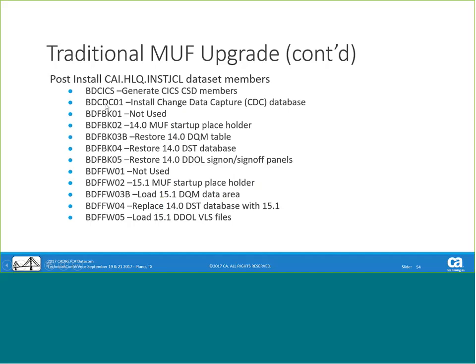If you want to put in change data capture, I don't suggest that you do it during the upgrade, but anytime as a post-install, and there's a member to do that. I already mentioned it. It's in the INST JCL, and it's referenced here. BK01 is not used. BK2, MUF startup placeholder, is to bring your 14.0 MUF back up. Restore the dynamic system tables back to your previous version. DDO assign and sign-off panels to your previous version, etc. If you're falling forward, then it's the reverse.